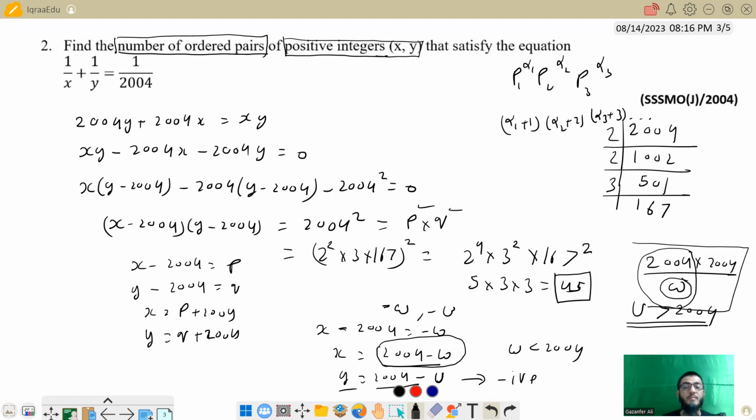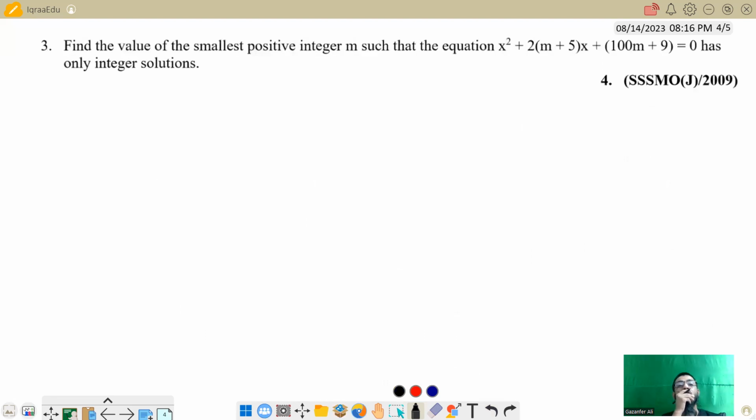Okay, next question. Find the value of the smallest positive integer m such that this equation has only integer solutions. See, these are all a variety of questions. Now I'm bringing in a quadratic equation. They all are different methods, right? All the questions have different methods, no repeating methods. Find the value of the smallest positive integer m such that this equation has only integer solutions.